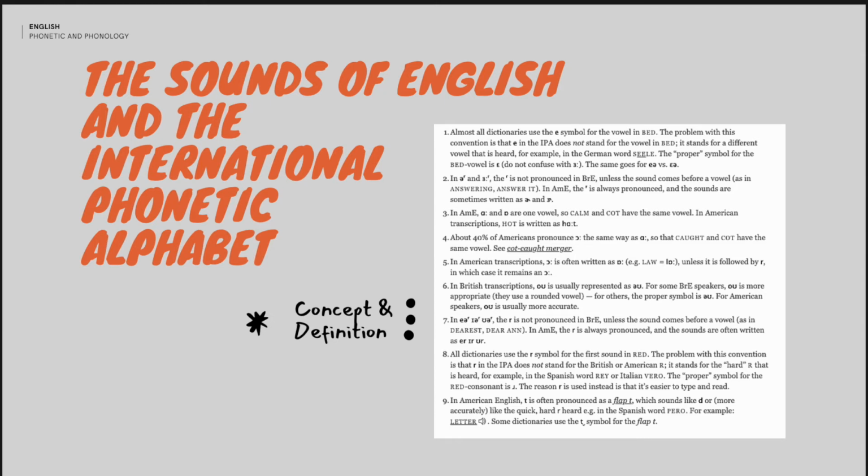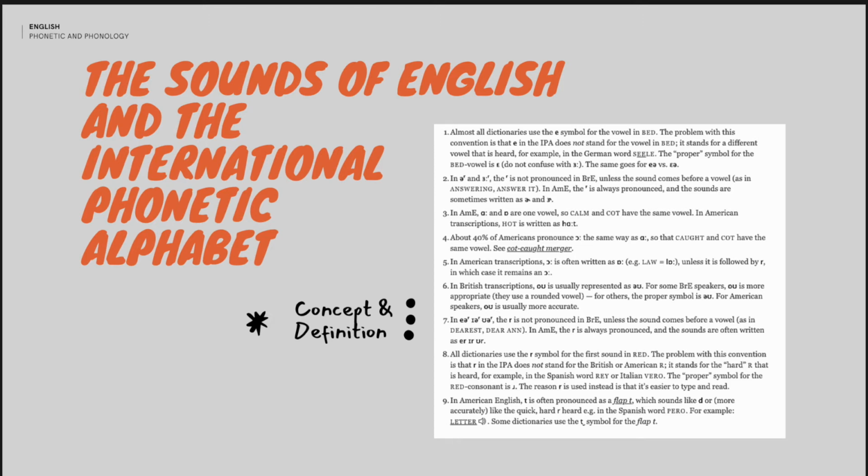Second, the AR and ER, the R is not pronounced in BRE unless the sound comes before a vowel, as in answering it and answer it. In AME, the R is always pronounced, and the sounds are sometimes written as ear and air.